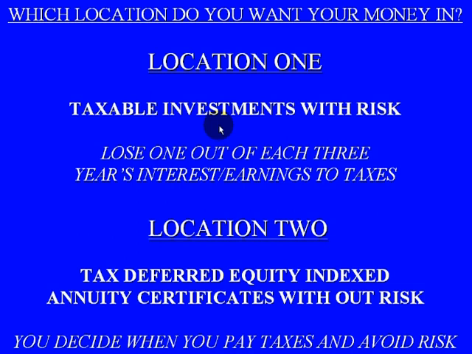To sum it all up, which location do you want your money in? Location 1, a taxable investment with risk, where you would lose 1 out of each 3 years' interest earnings to taxes, or Location 2, a tax-deferred equity index annuity, where you do not have any risk, and you decide when you pay the taxes. As you can see, any prudent person who has reviewed all the facts would see that an equity index annuity would be a very wise investment choice.